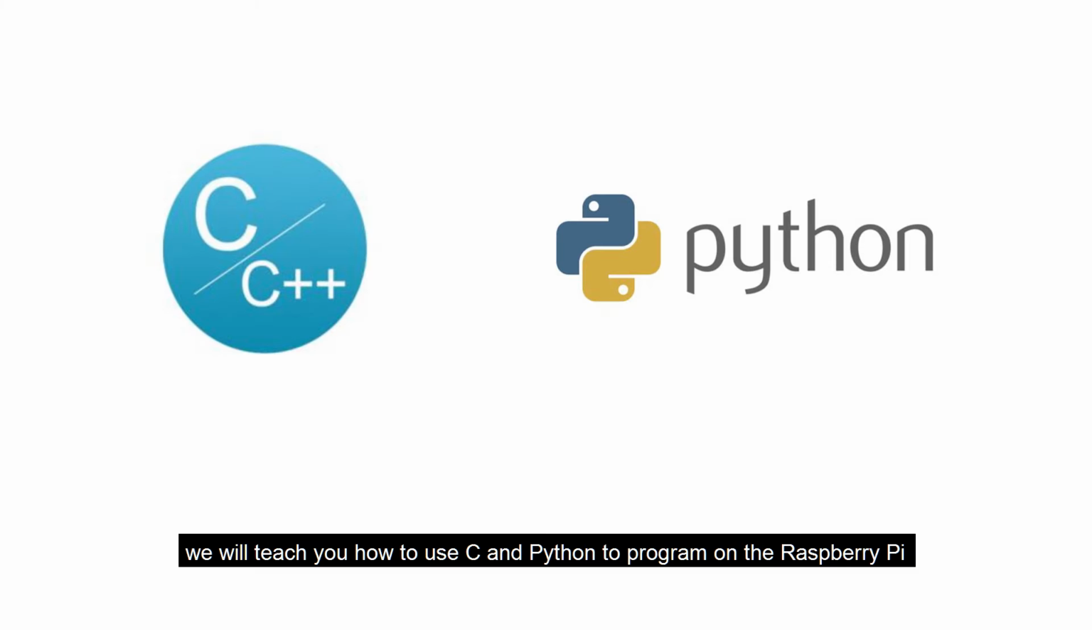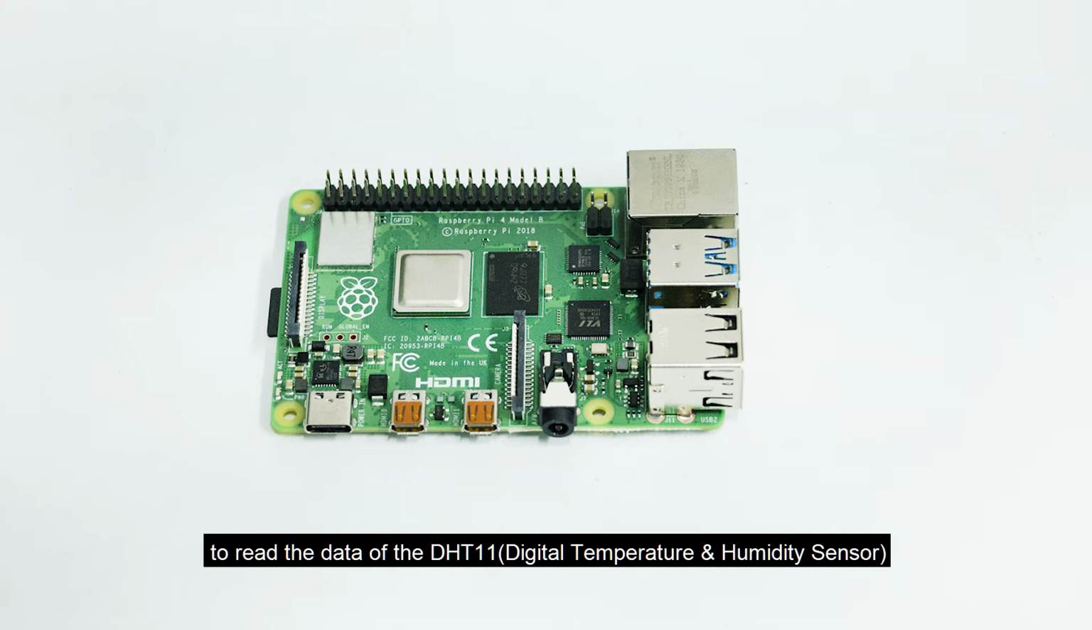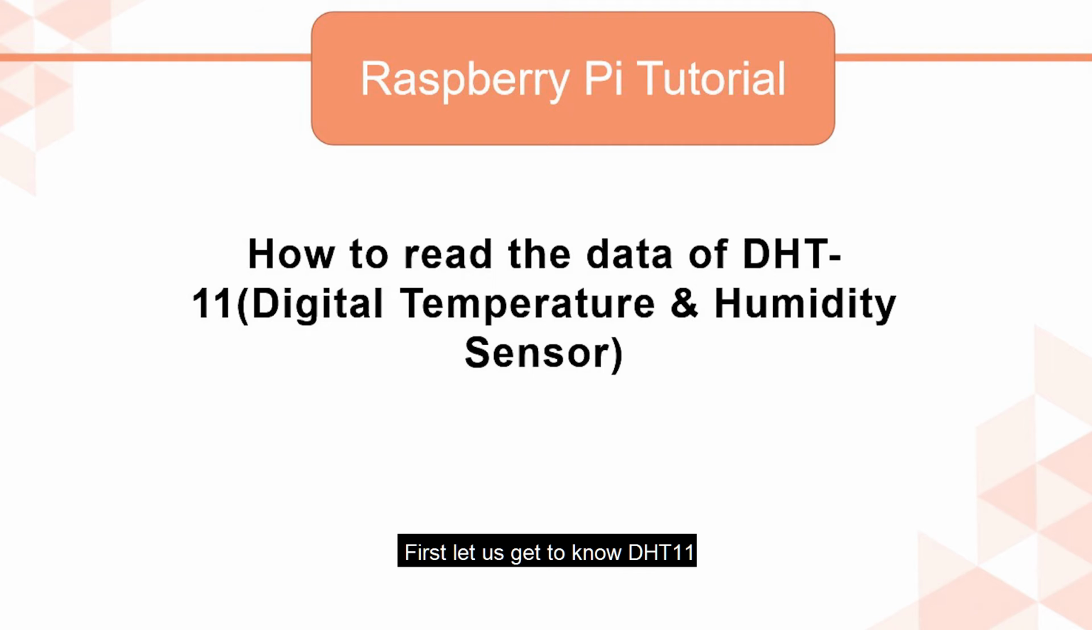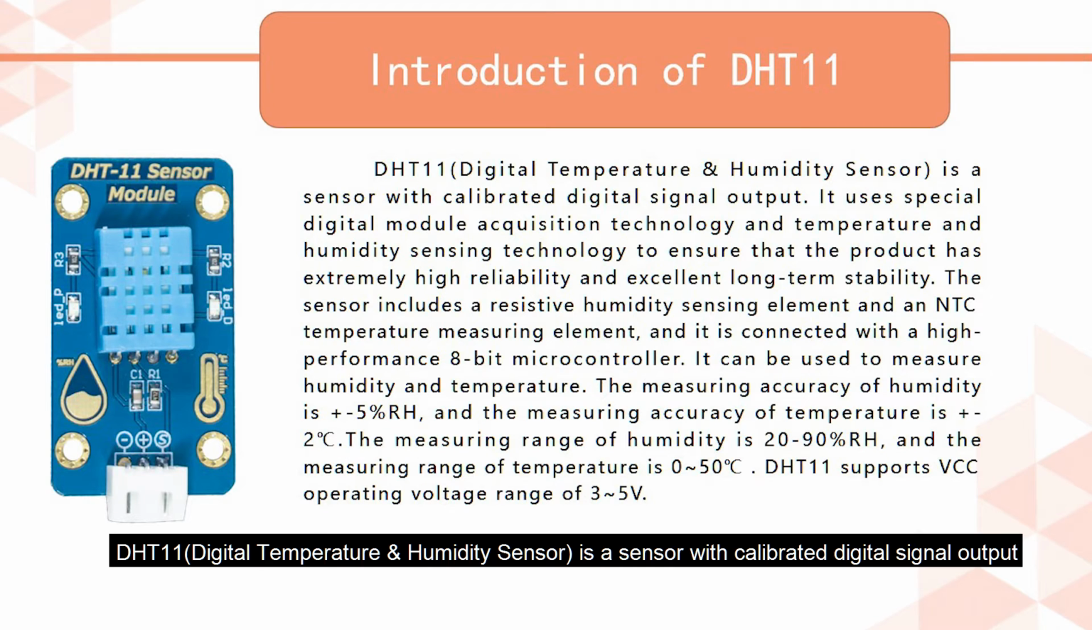In this video, we will teach you how to use C and Python to program on the Raspberry Pi to read the data of the DHT-11. First, let's get to know the DHT-11. The DHT-11 is a sensor with a calibrated digital signal output.